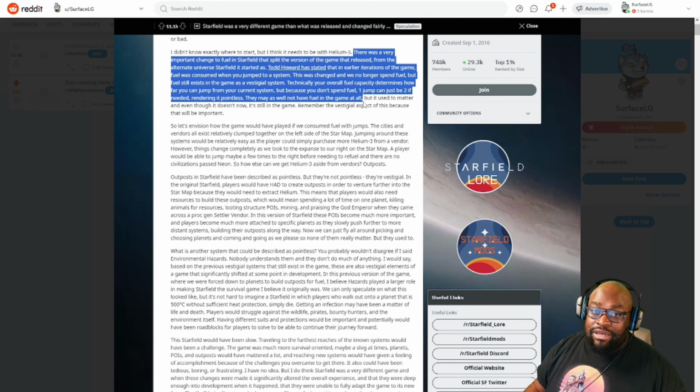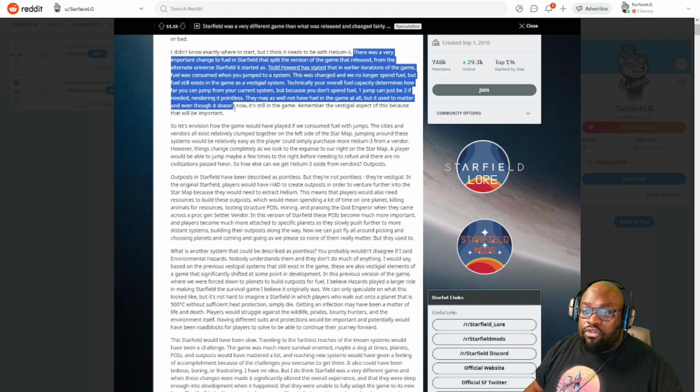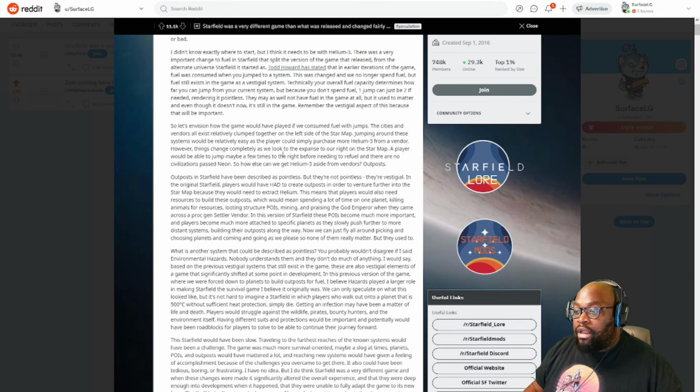There's no sense in having it in the game because, like I said, you don't actually consume fuel when you fly, move, or make your ship jump from one star system to another. But it used to matter, and even though it doesn't now, it's still in the game. Remember the vestigial aspect of this because that will be important. Now, what he goes on to talk about in regards to the fuel economy is how two things basically were supposed to work in tandem.